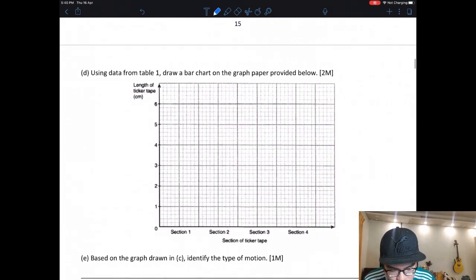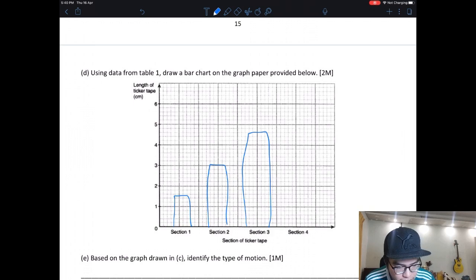Okay, so 1.5, 3, 4.5. Okay, sorry, my graph is ugly, but you can understand, that's good enough.